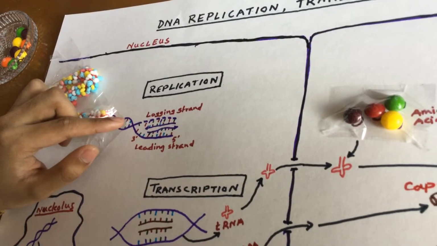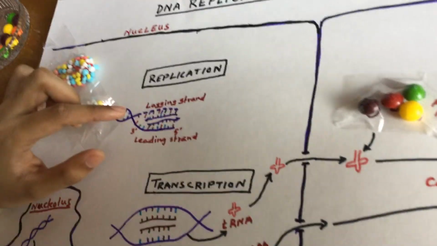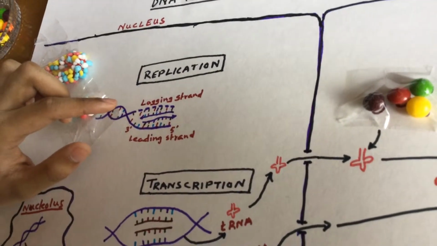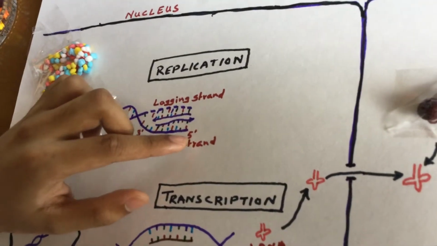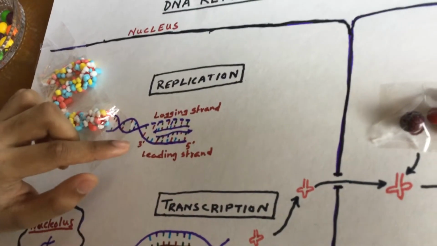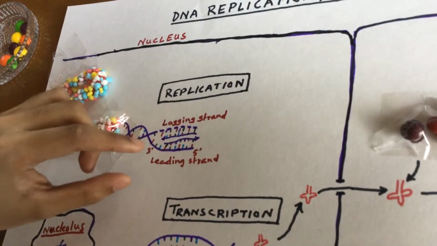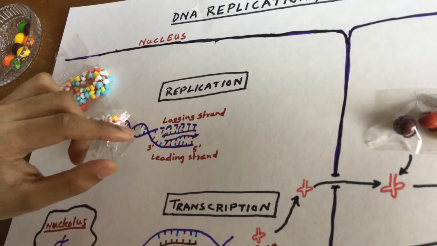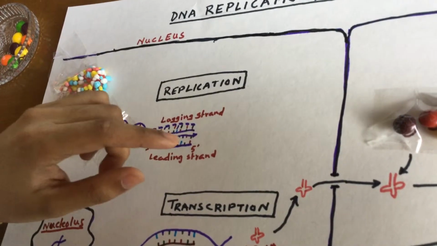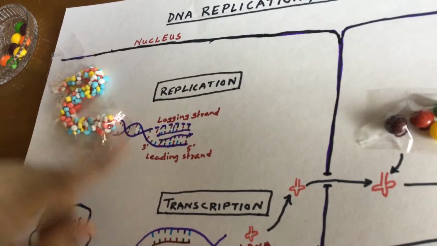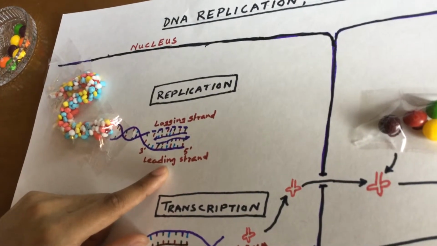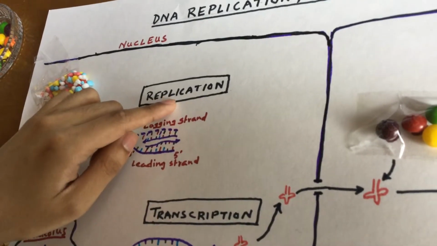DNA polymerase III is responsible for the actual replication. DNA is always synthesized from the 5' end to the 3' end. This means that DNA polymerase will be moving from the 3' to the 5'. There's a leading strand shown here and a lagging strand here.